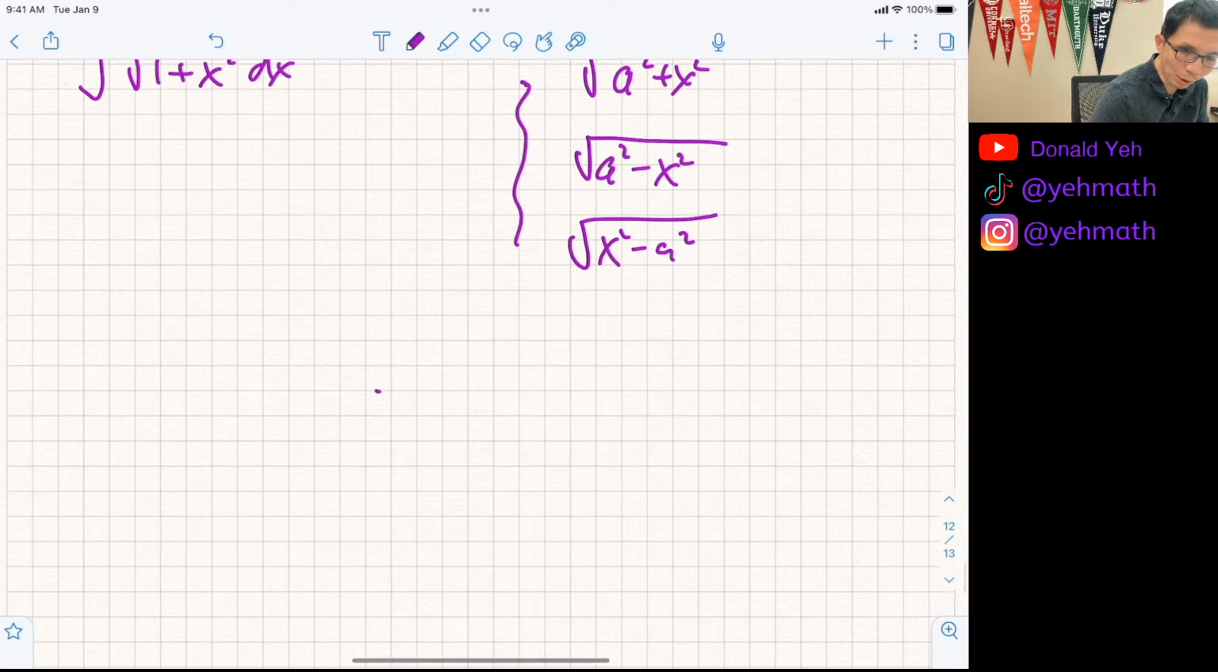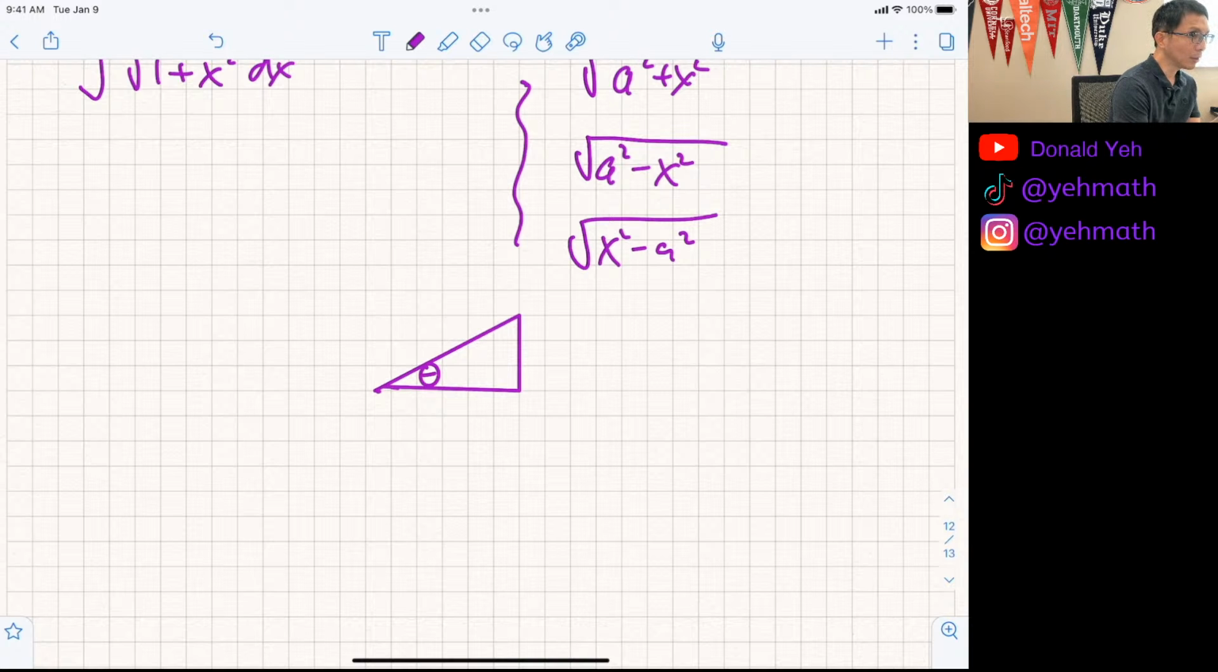So I always draw a triangle. And I'm going to have a theta. I'm always going to have the same orientation. When are you always going to get the square root of 1 plus x squared? What do you think that side is going to be, the hypotenuse or the legs? Hypotenuse. Does that make sense?